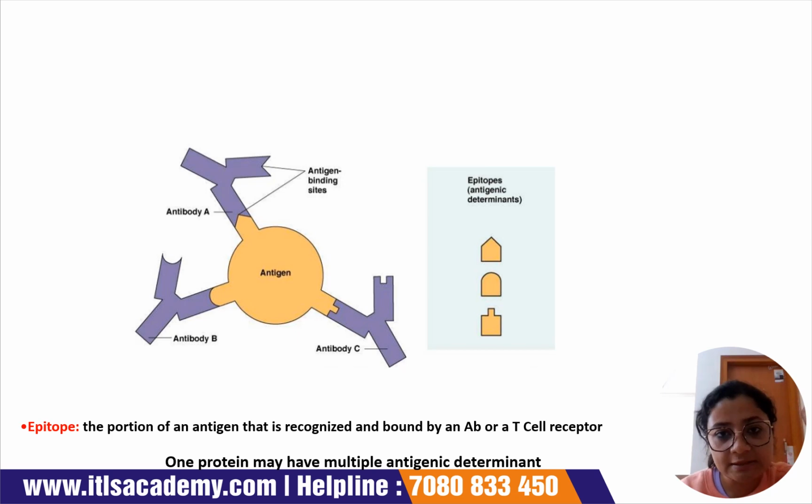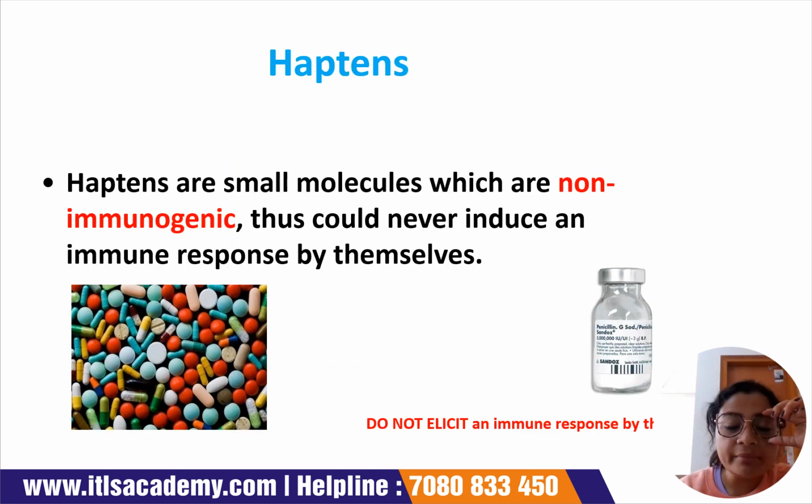Now coming to the concept of haptens, very important. What are haptens? Haptens are also known as incomplete antigens. These are small molecules which are non-immunogenic, thus could never induce an immune response by themselves. Basically, haptens are never competent or self-sufficient to induce an immune response inside the body of an individual. But they are antigenic in nature. That's why they are known as incomplete antigens.